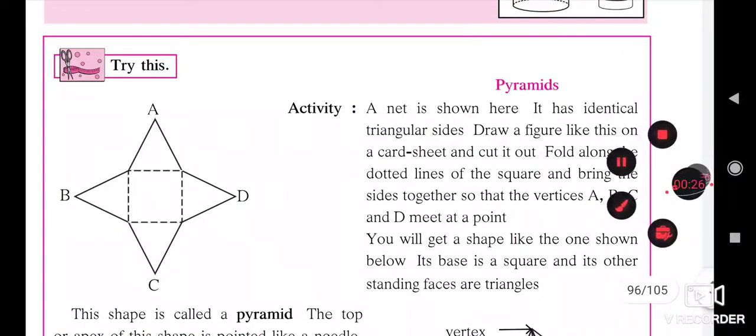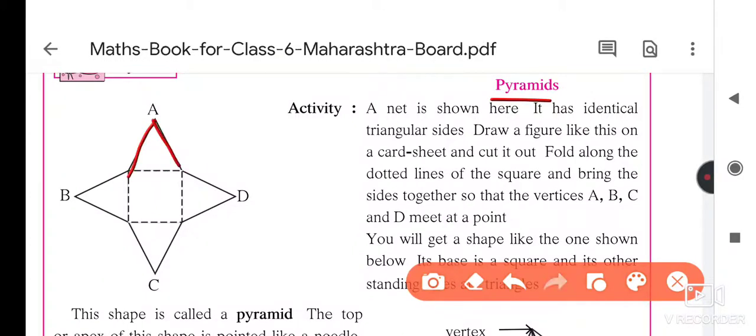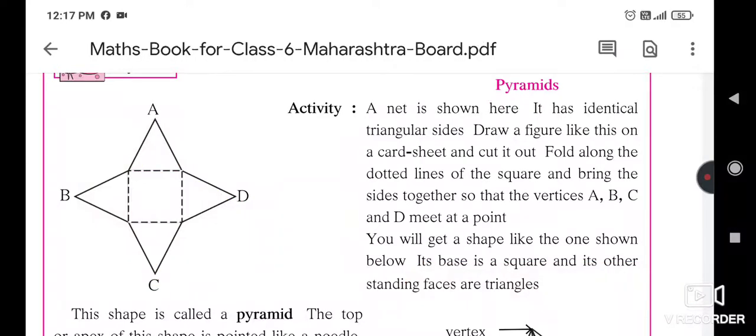Now the next topic is the pyramid. If you see here in the picture, you will notice how the pyramid is given. So take a piece of paper and cut this shape on the paper. Here it must be a square, and on the sides of the square we have to cut equilateral triangles, and then we will get the shape given in the figure, that is ABCD.